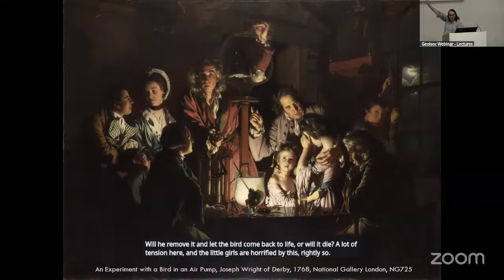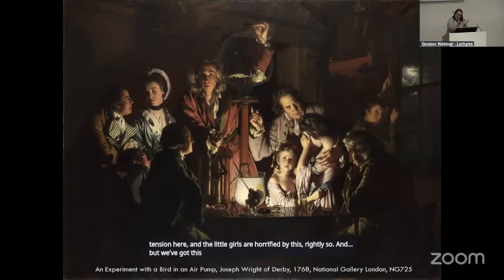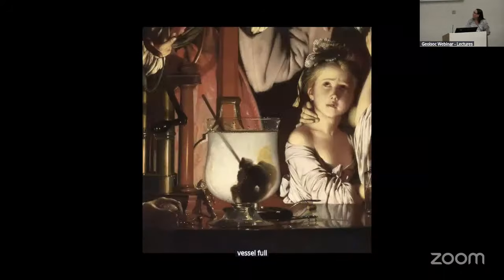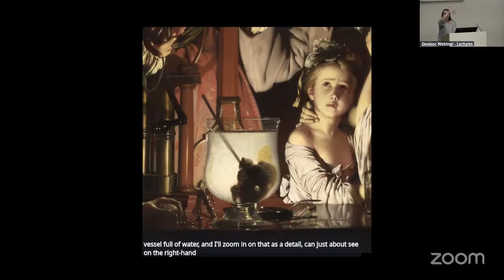But we've got this vessel full of water, and I'll zoom in on that as a detail. You can just about see on the right-hand side the reflection of the candle that is being lit.